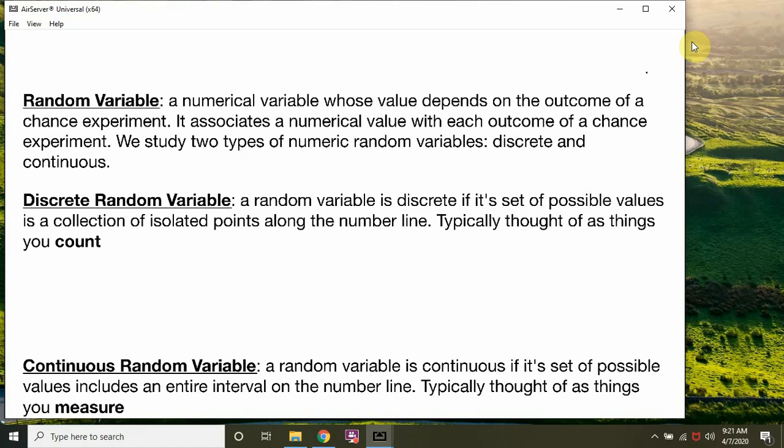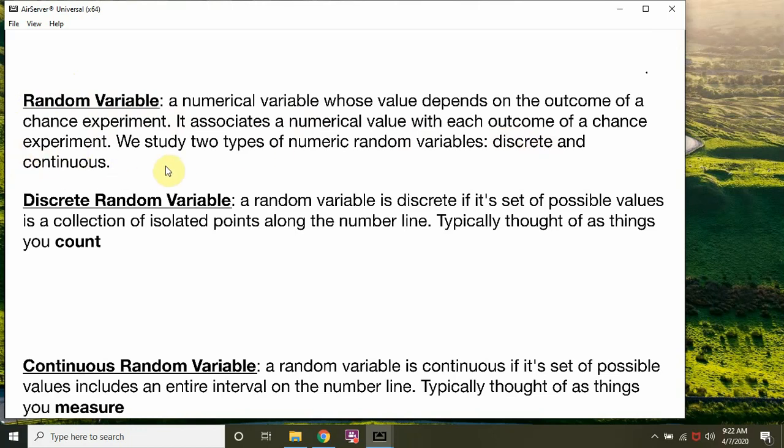Okay, so here we're going to be talking about random variables, okay? A random variable is just a numeric variable whose value depends on the outcome of a chance experiment. It associates a numerical value with each outcome of a chance experiment. We study two types of numeric random variables, discrete and continuous.